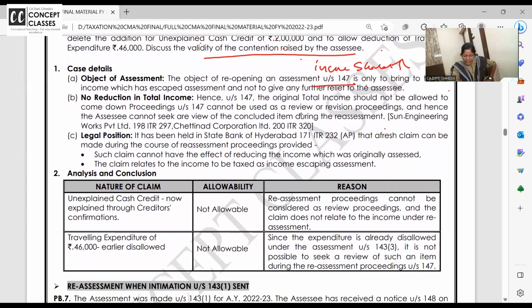It has been held in the SBI case that ठीक है, ये cases याद रहे तो ठीक है, नहीं तो no problem. A fresh claim can be made during course of reassessment provided such claim cannot have the effect of reducing the income or claim relates to income to be taxed. Are you getting? आप तो बोल रहे हो ट्रैवलिंग एक्सपेंस अलाउ करो, अनएक्सप्लेन कैश क्रेडिट अलाउ करो, तो यू आर ट्राइंग टू रिड्यूस योर इनकम. यू कांट गो फॉर 147.